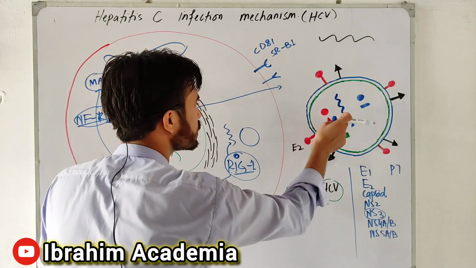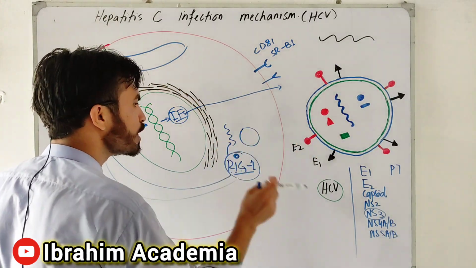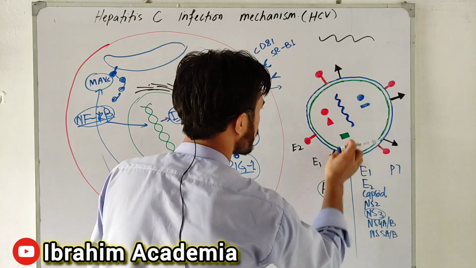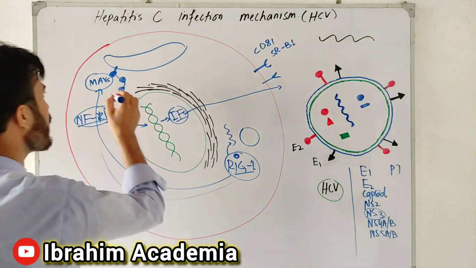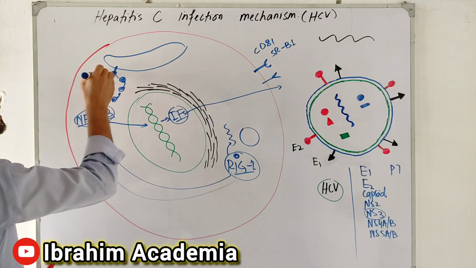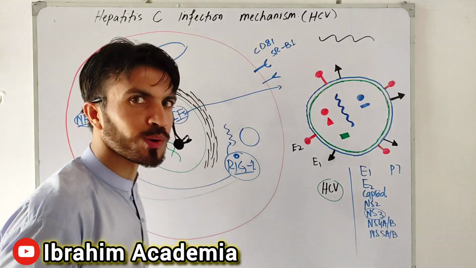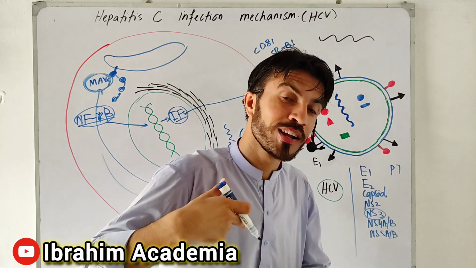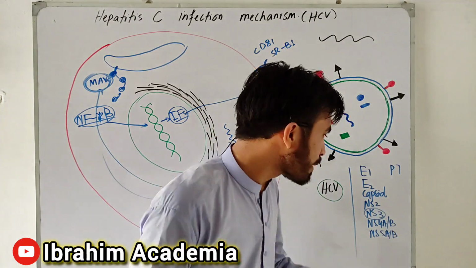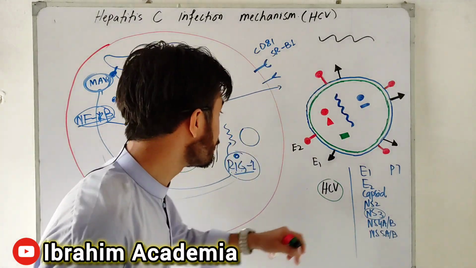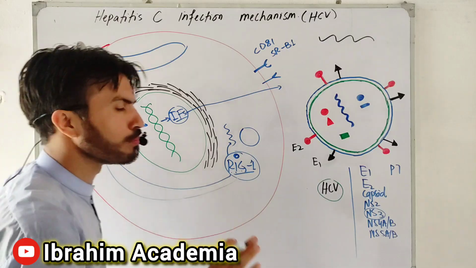When this virus enters inside the cell, the NS3 protein of HCV comes and cuts this MAVS protein on the mitochondria of my own cell. And when the MAVS protein has been cut by the NS3 protein of HCV, the entire signal is blocked.